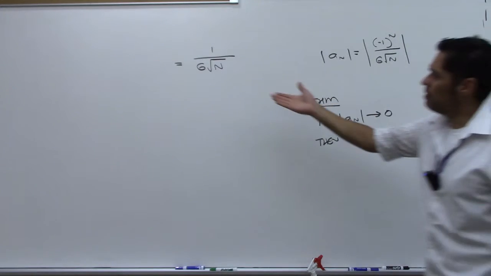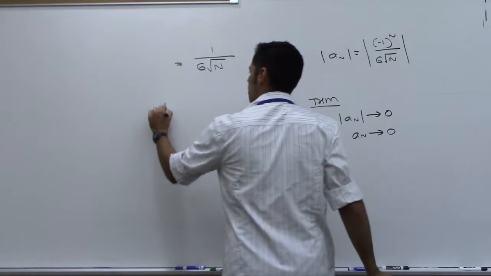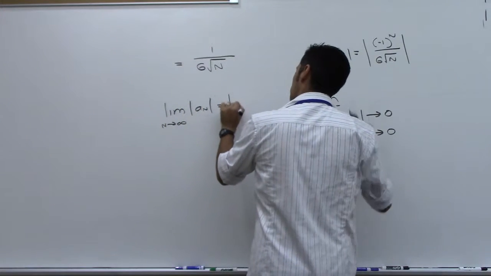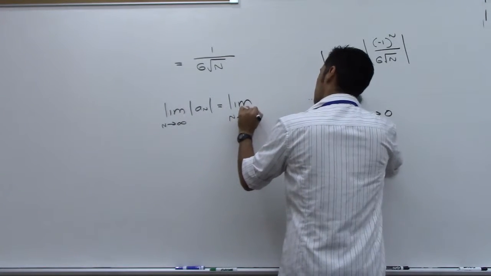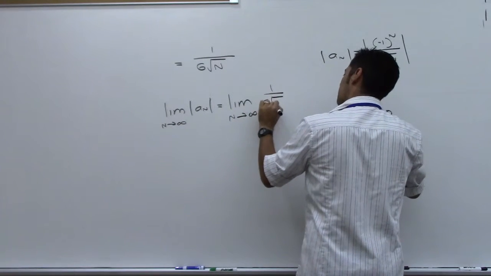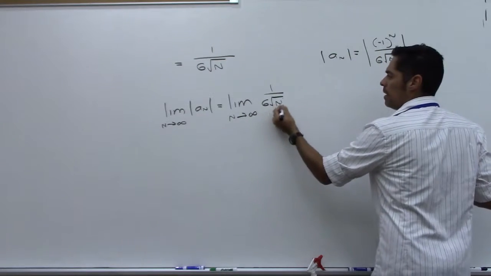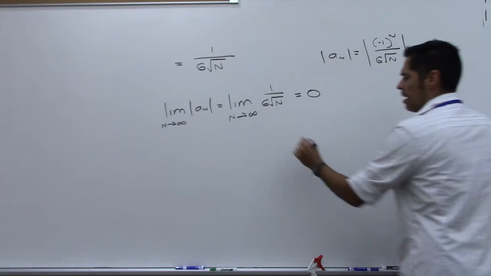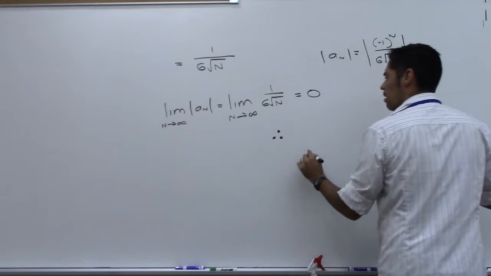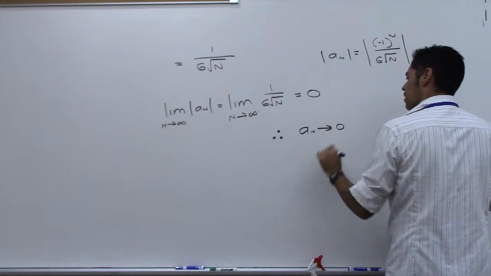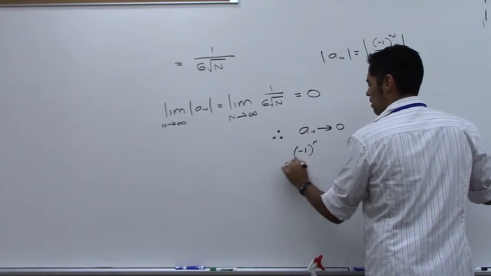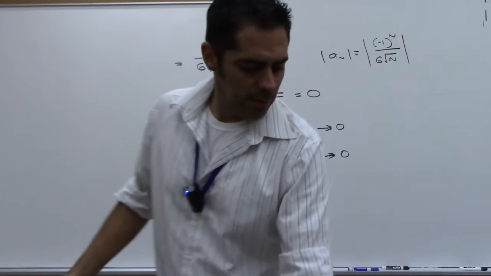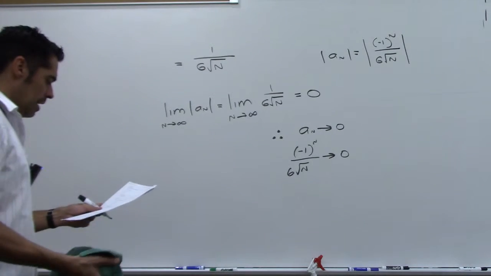So the question is, what's the limit as n goes to infinity of this? The limit as n goes to infinity of the absolute value of a sub n equals the limit as n goes to infinity of 1 over 6 root n. And that's pretty obvious. As n gets big, this whole thing squashes down to 0. So it's 0. And because of the theorem, I can say, therefore, a sub n must go to 0. Or in other words, negative 1 to the n over 6 root n goes to 0. That's using that theorem. So that theorem is really helpful because it allows us to get rid of that alternating part.